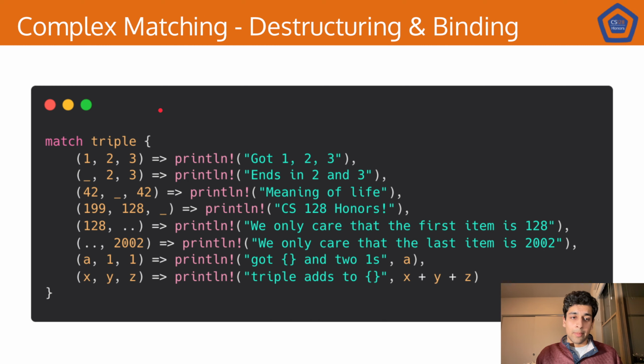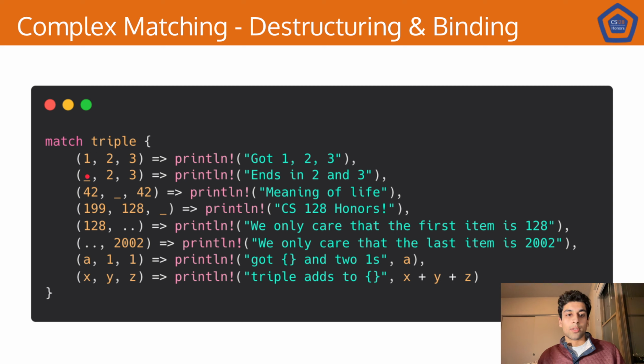So let's go through each arm. We're trying to match some triple, a tuple of 3 integers. The very first case is the basic one. You have a triple that is 1, 2, and 3. These are all literals. This is a pattern. And so if we see 1, 2, 3 as our triple, we can just print got 1, 2, 3.